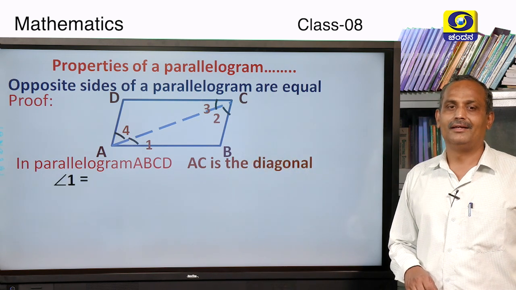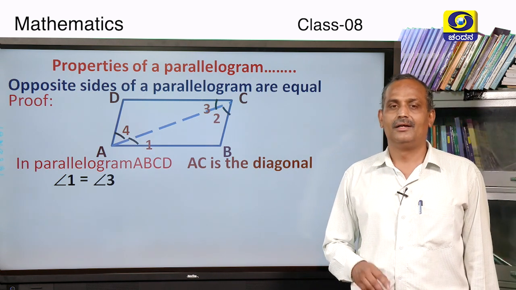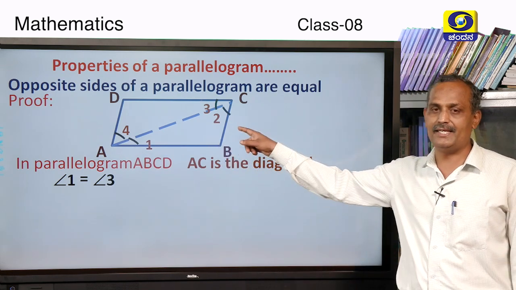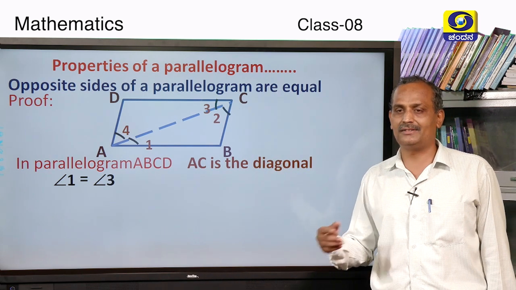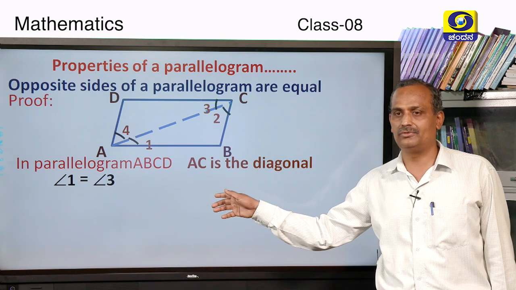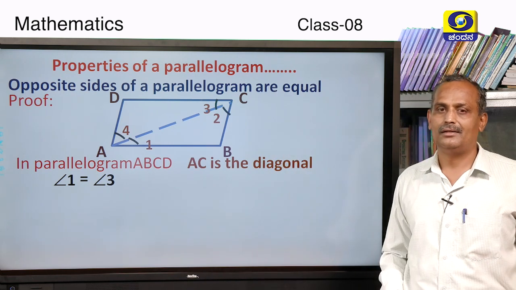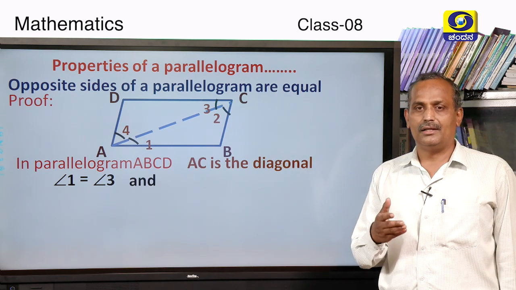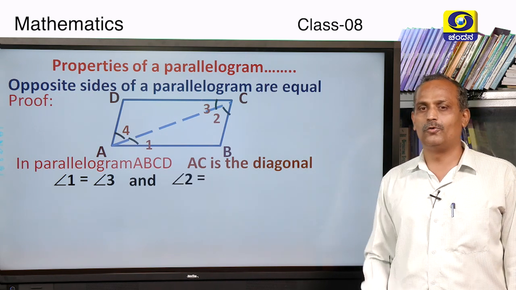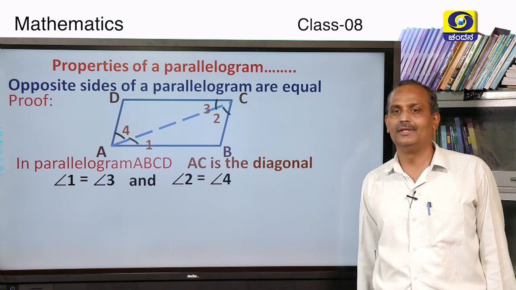So, angle 1 is equal to angle 3. Is it right? These angles are equal because DC is parallel to AB, as it is a property of a parallelogram that opposite sides are parallel, and AC becomes what? We call it a transversal. So, angles 1 and 3 become alternate angles. Similarly, 2 and 4 are alternate angles because AD is parallel to BC, and AB is parallel to CD. You can see it.